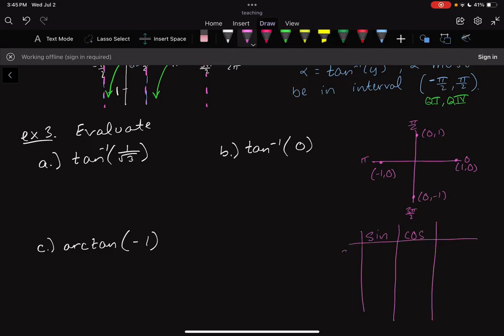Now because I'm dealing with tangent, I may want to add tangent into my little table. So I'm going to go ahead and add it in. So remember, tangent is sine over cosine. So basically what I'm going to do is just take the numerators. So this would be 1 over root 3. Root 2 over root 2 would just be 1. And then this bottom one would be root 3.